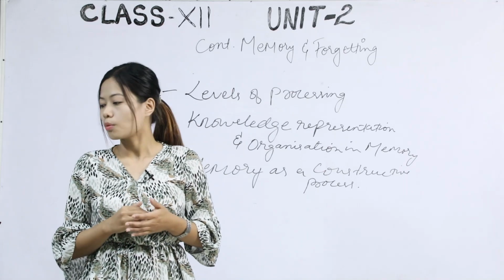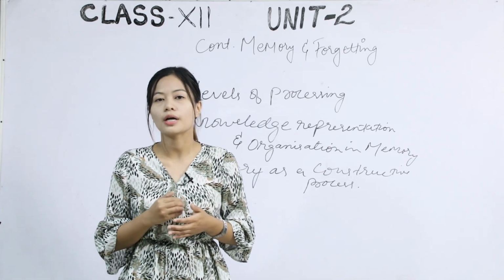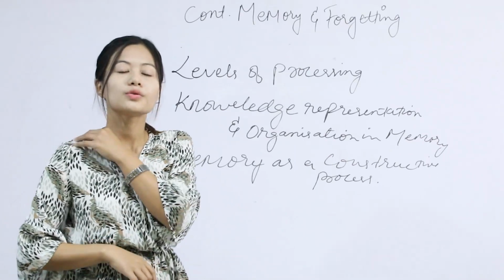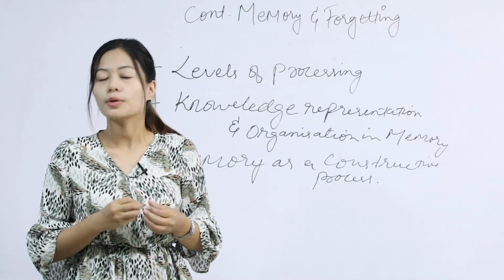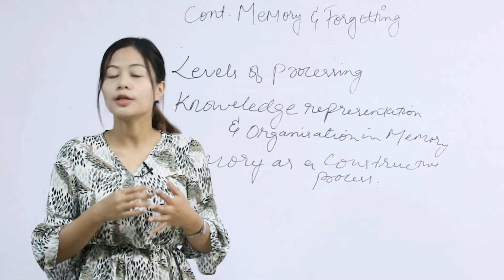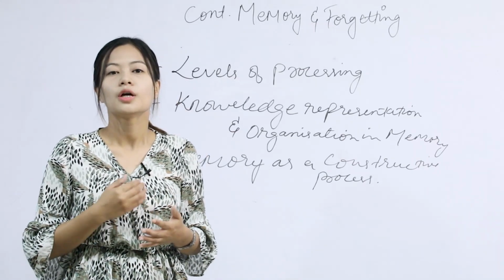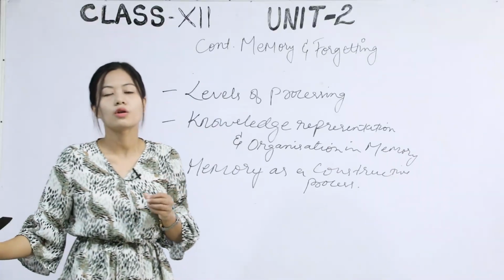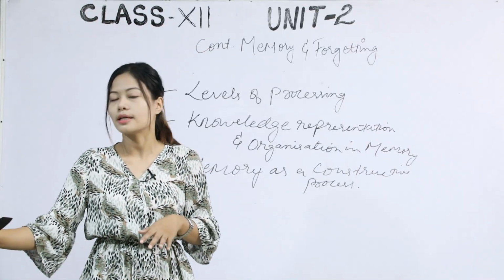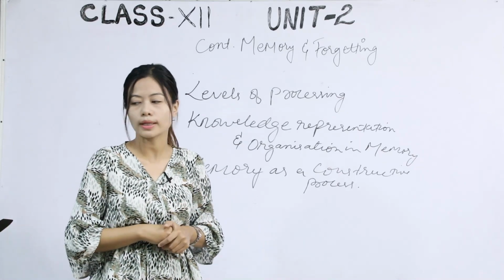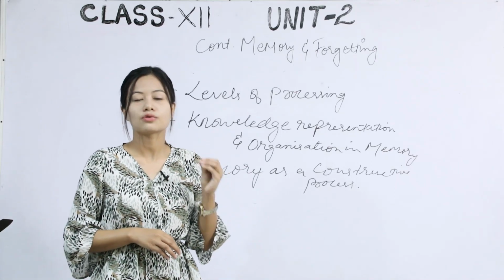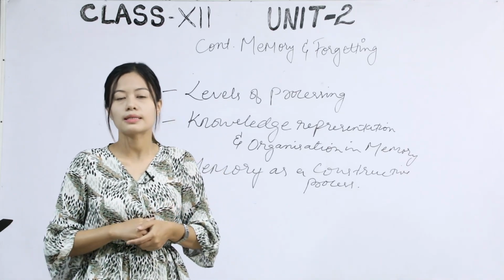This was proposed by Fergus I. M. Craik and Robert S. Lockhart in 1972. According to the levels of processing, incoming information can be worked at different levels of analysis. The deeper the analysis, the greater it will be remembered. Craik and Lockhart proposed that it is possible to analyze incoming information at more than one level. This progresses from the shallowest level, that is structural, to the deepest level, that is semantic.